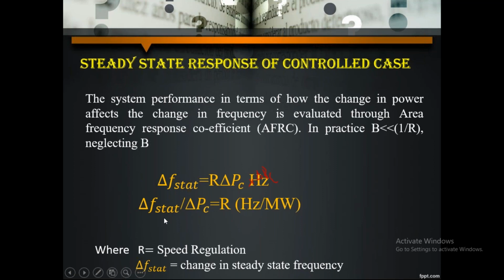So this is the transfer function equation for the uncontrolled case: delta F stat divided by delta PC is equal to R. In the previous derivation, we got a minus sign here. So the sign indicates whether the action is controllable or uncontrollable. That notation is given by the negative sign and the positive sign.